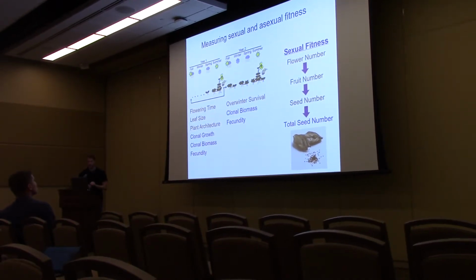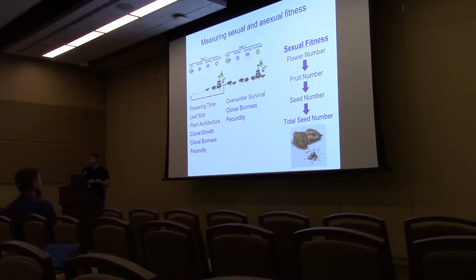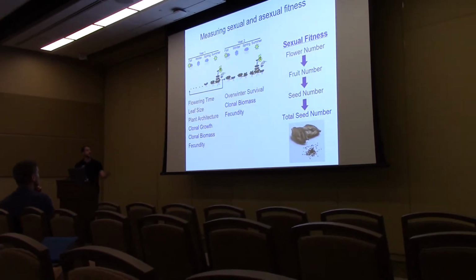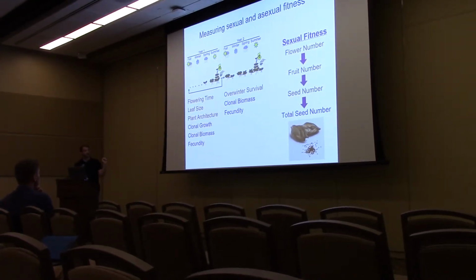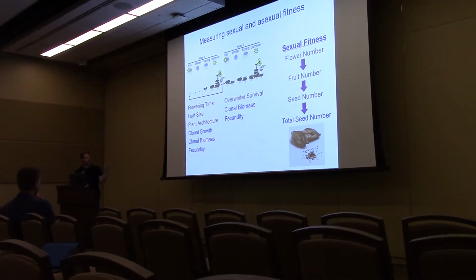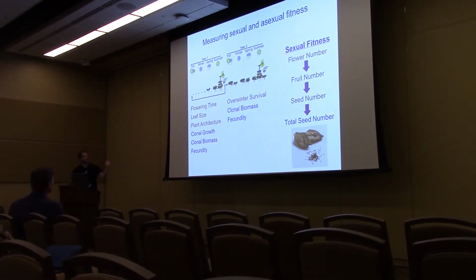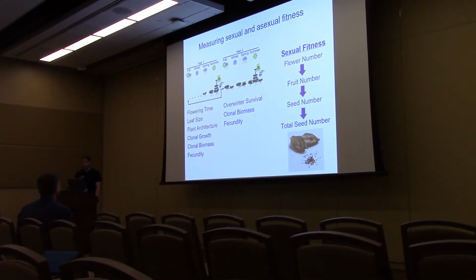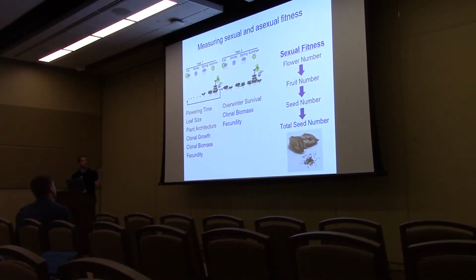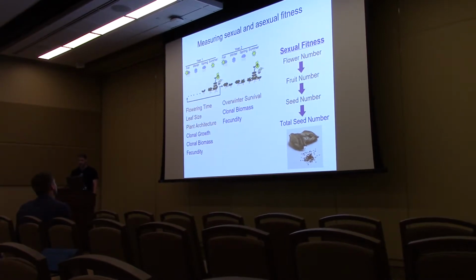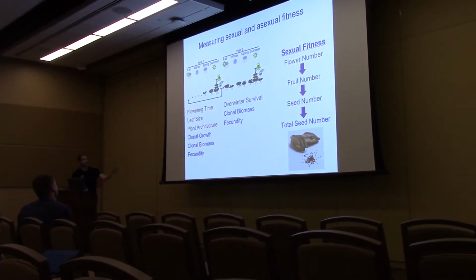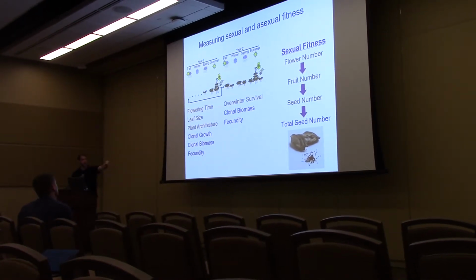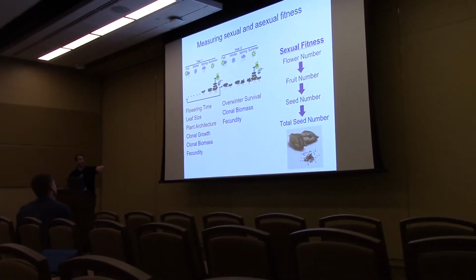And we measured a suite of traits. Today I'll be focusing mainly on components of fitness, but we also measured things like flowering time, leaf size, plant architecture and branching patterns, clonal growth and biomass and fecundity in year one. We measured overwinter survival into the next year, and then remeasured things like clonal biomass and seed production in year two. So I'm just going to walk through quickly how we measured and how we're estimating sexual fitness.